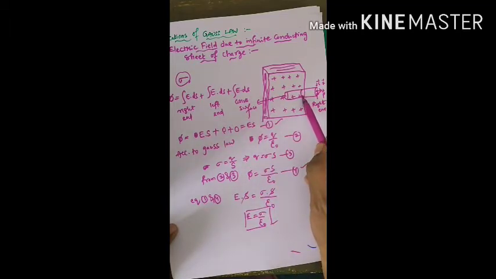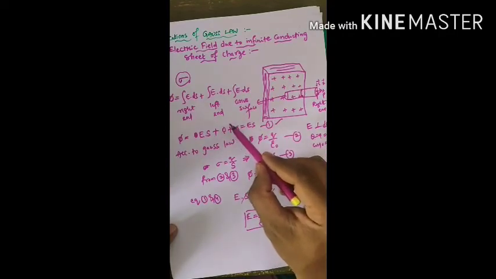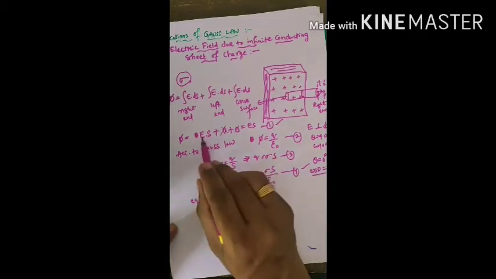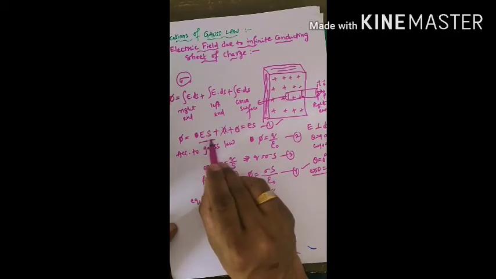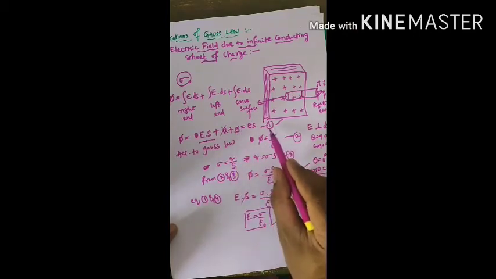For the curved surface, E and ds will be perpendicular, so theta is equal to 90 and cos 90 is 0. So here also there is no flux. Only at the right end, E and ds will be parallel to each other, so the value of theta is 0 and cos 0 is 1. So I am writing phi is equal to E into S. Only this term will be there, and the other two terms will be 0. This is equation 1.